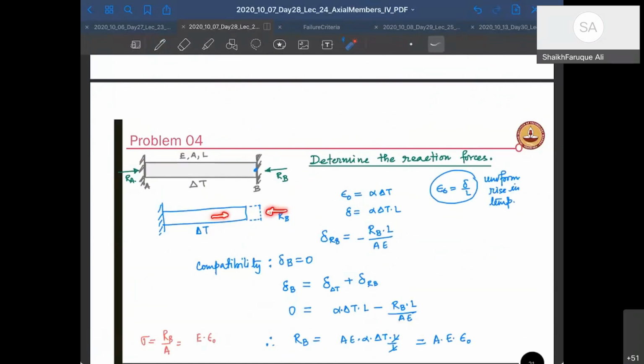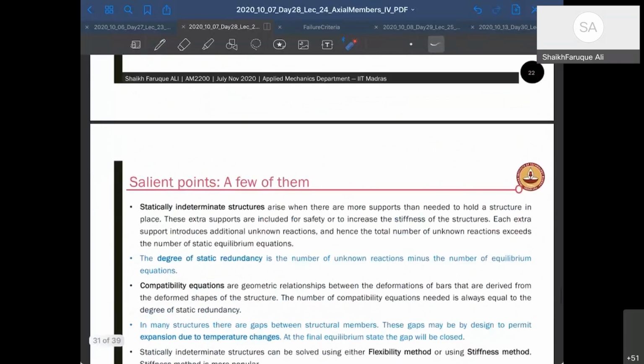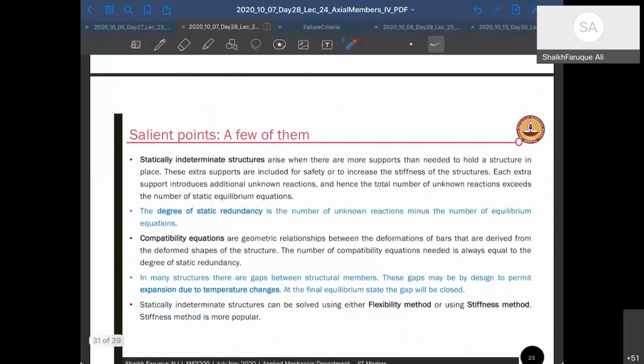So P is acting up to this point. So you have to understand how to deal with that, right? You have to go by the methods that you have learned in your indeterminate structures. There are a few salient points written here. You have to go through them.